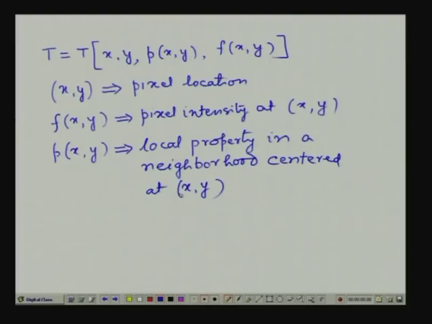So, in general, this threshold t can be a function of the pixel location, the pixel value, as well as the local property within a neighborhood around a pixel location (x,y). Any combination of these three, that is pixel location, pixel value and neighborhood property, where the neighborhood property can even be the average intensity value within a neighborhood around pixel (x,y). And depending upon the combination, this t can be either a global threshold, a local threshold, or even an adaptive threshold.